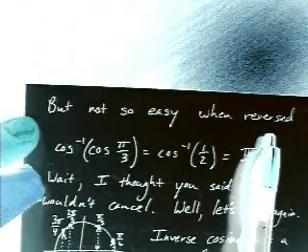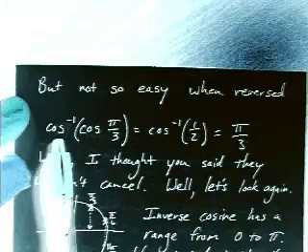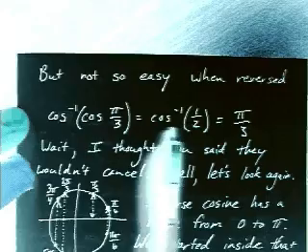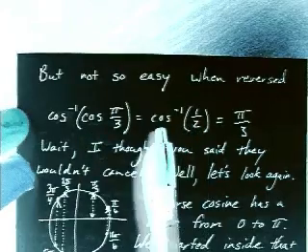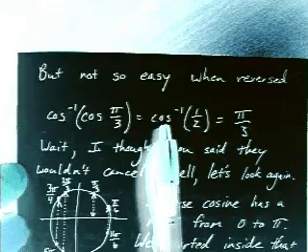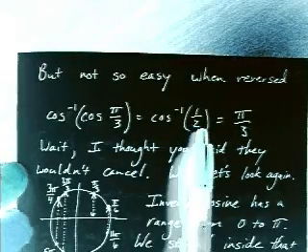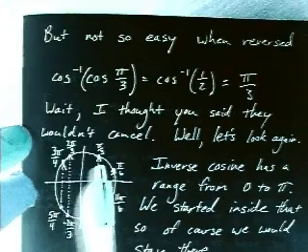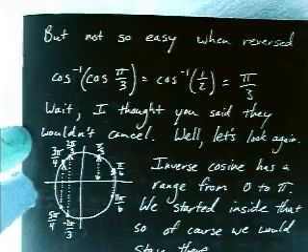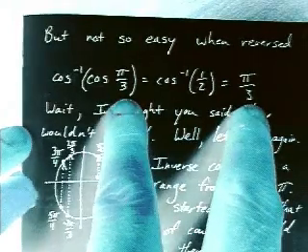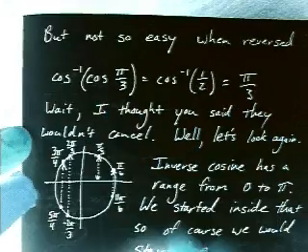But not so easy when you reverse these things, okay? So if I put cosine inverse on the outside and cosine of pi over 3 on the inside, well, the cosine of pi over 3 is 1/2, and the cosine inverse, that's an angle measurement on the top half of the circle between 0 and pi that has an x value of 1/2. Well, that's pi over 3. Oh, wait a sec. I thought you said they wouldn't cancel out always. Sure looks like they canceled out to me. You started with pi over 3 and you ended up with pi over 3.